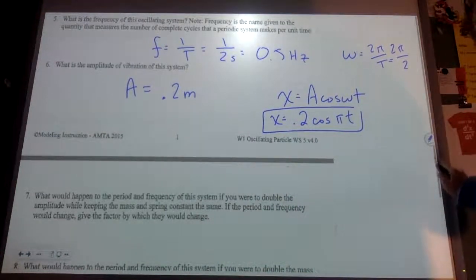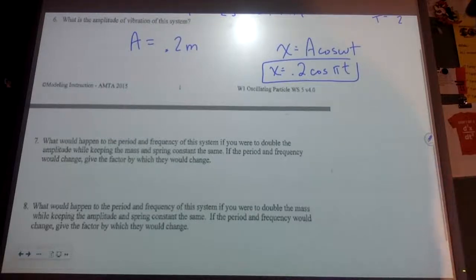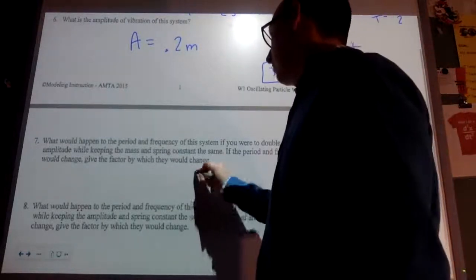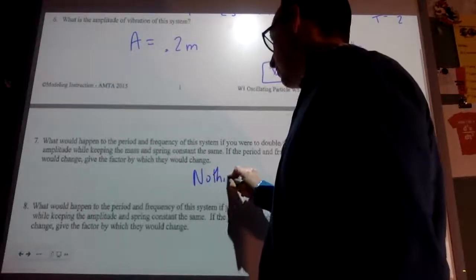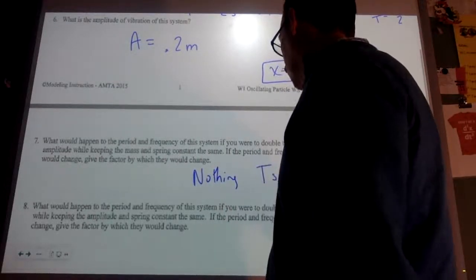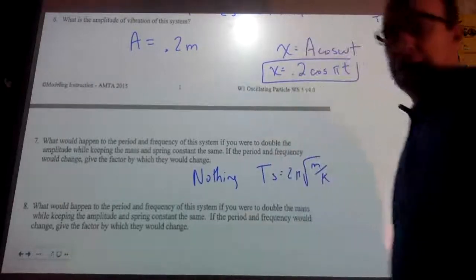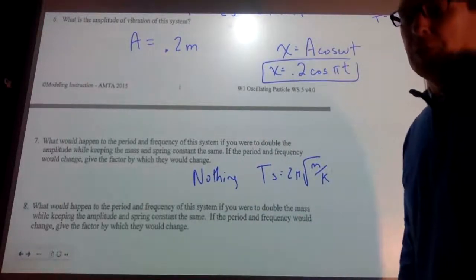What would happen to the period and the frequency of the system if you were to double the amplitude? Nothing. This is our formula, and amplitude does not show up in it.